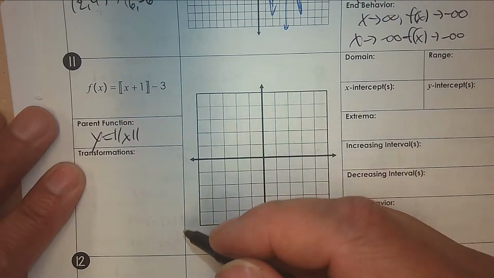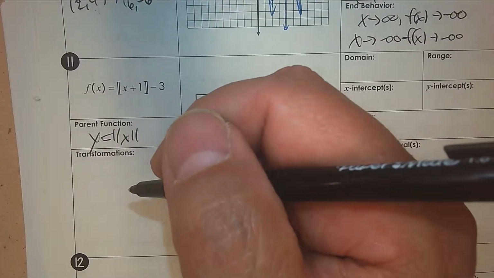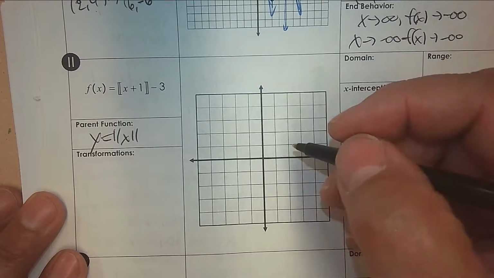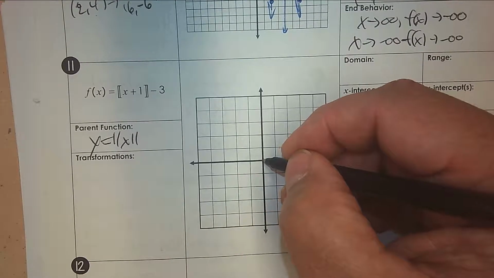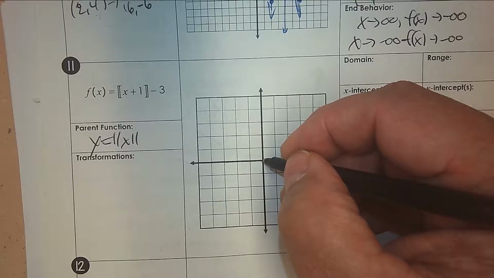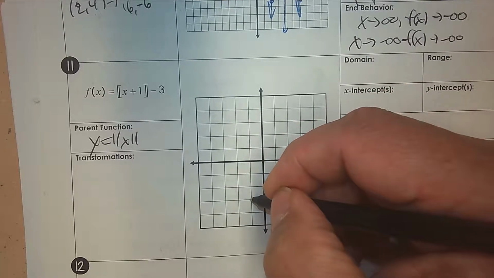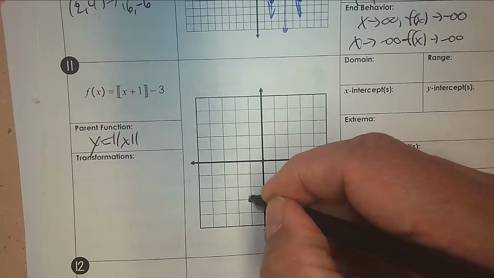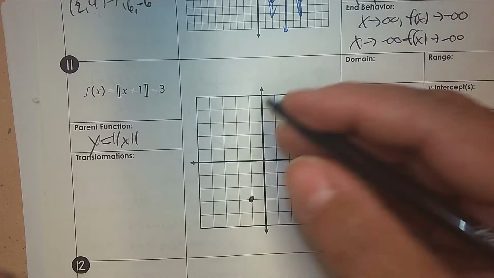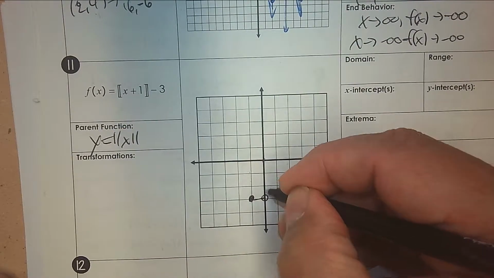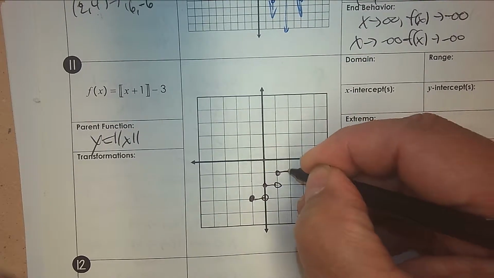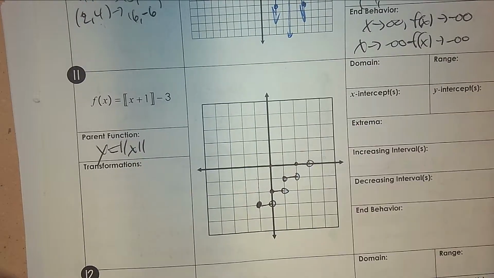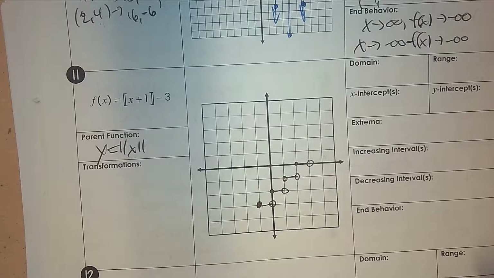So what are the transformations? It's going to go left 1 and down 3. So normally it starts at 0. So if I go left 1 and down 3, here we are. I'm just going to start there. And it's a step. So step, and then it's a hole, and then up. There goes the step. Hole, step, hole, step, hole, done. And so you could fill it out exactly like that. So it's the greatest integer function less than or equal to what's inside.